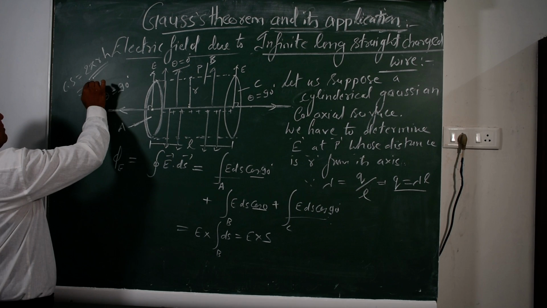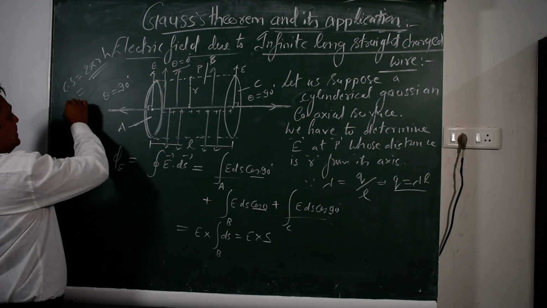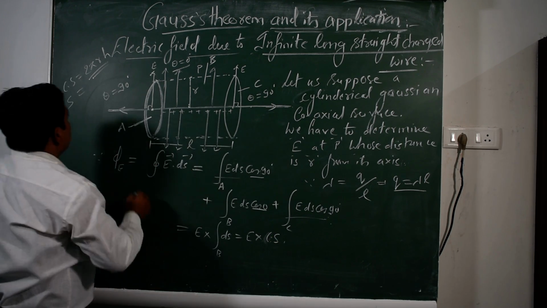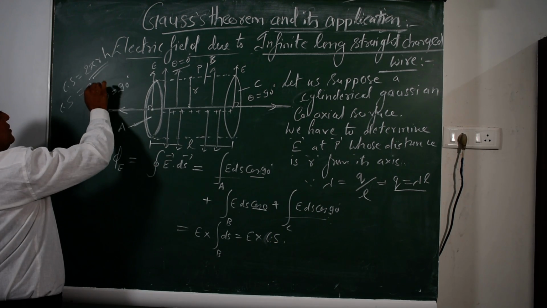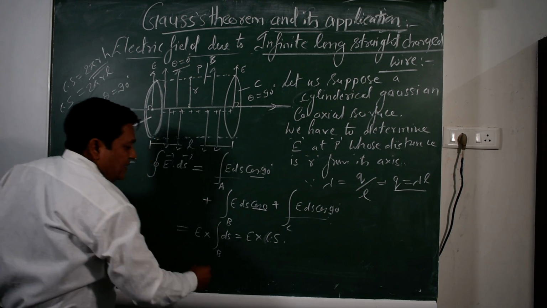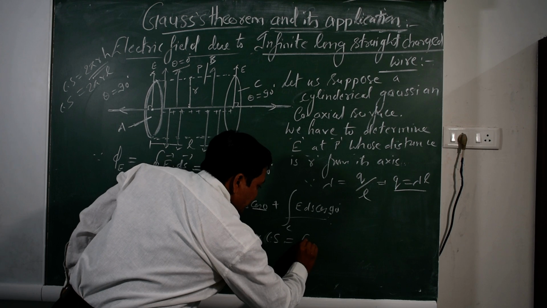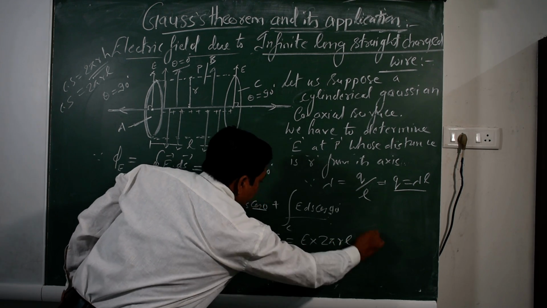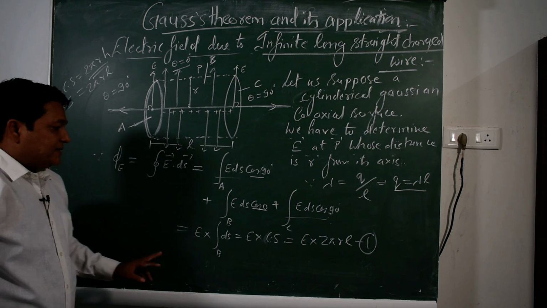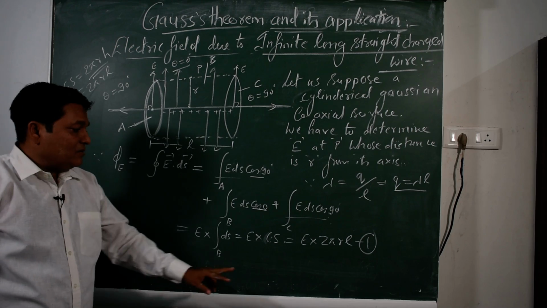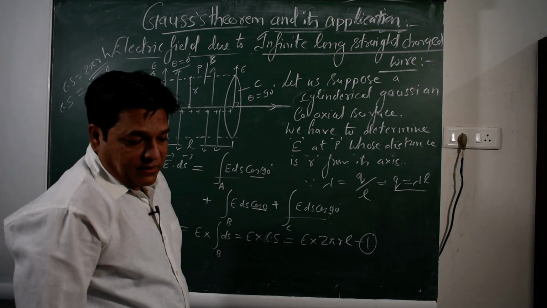So here the formula for the curved surface area S will become 2 pi r L. So we take out this E into 2 pi r L. Let us suppose, equation number 1, the total flux linking with the surface, vector E dot vector ds, is equal to E into 2 pi r L.